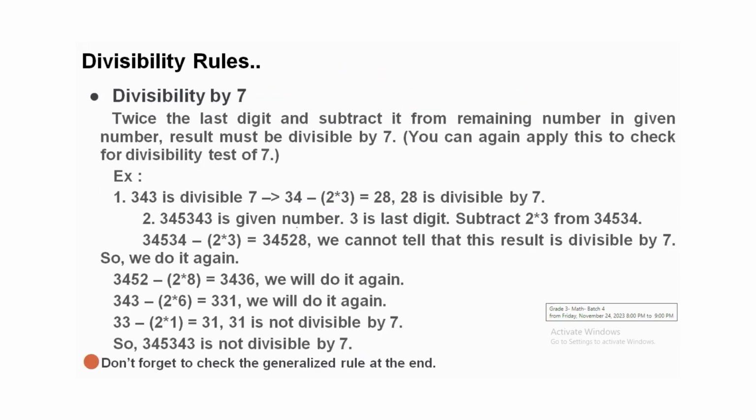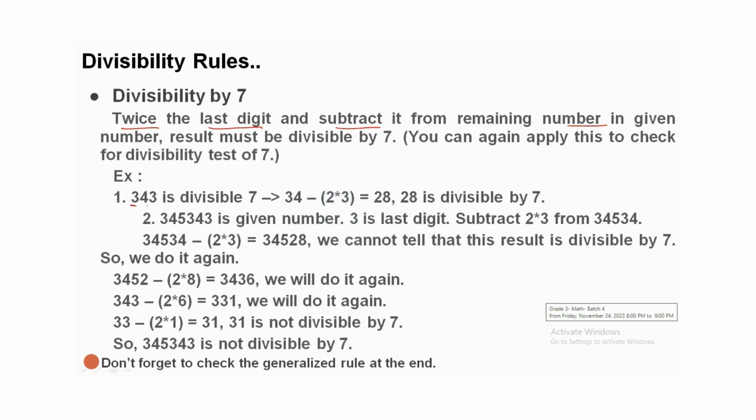Now we have the divisibility rule for 7. How are we going to check whether a number is divisible by 7 or not? We need to take twice the last digit, and then subtract the result from the remaining number in the given number. If whatever we get as a result is divisible by 7, then the number is divisible by 7.